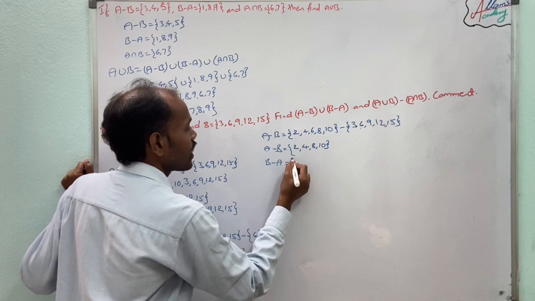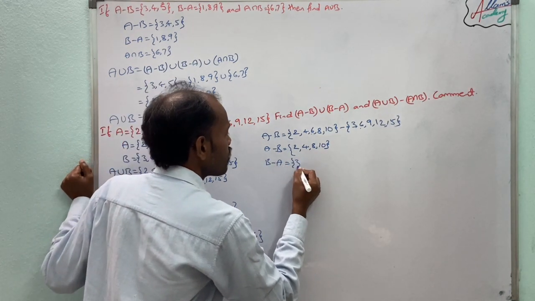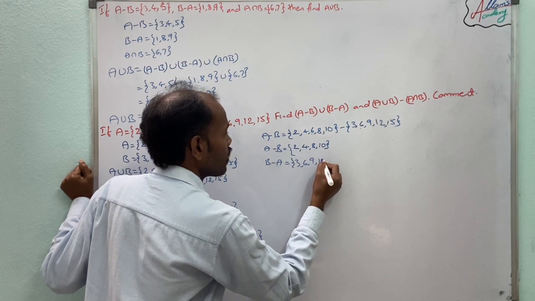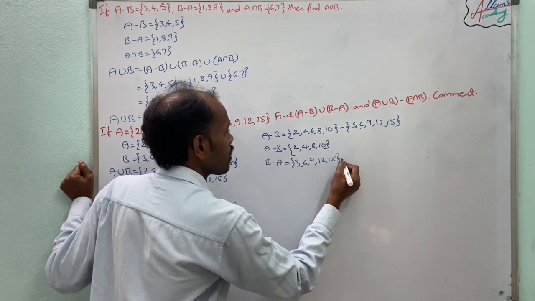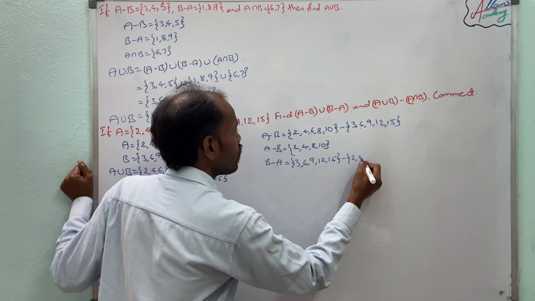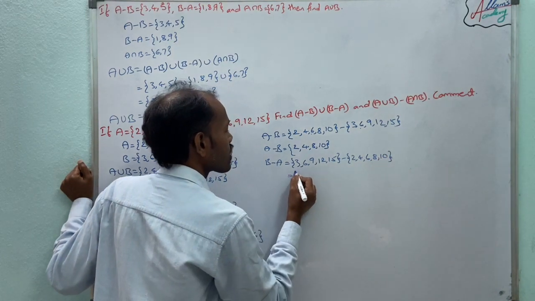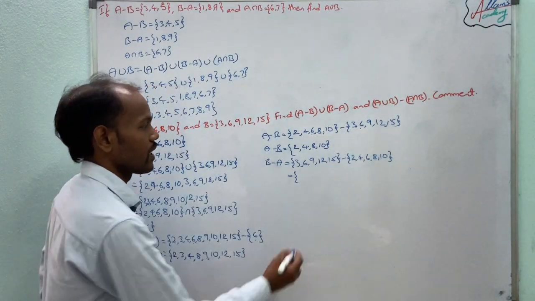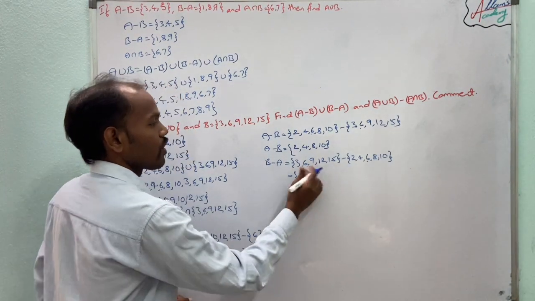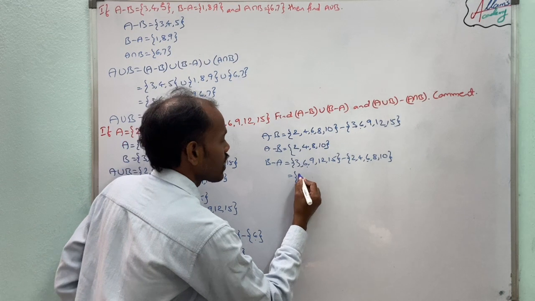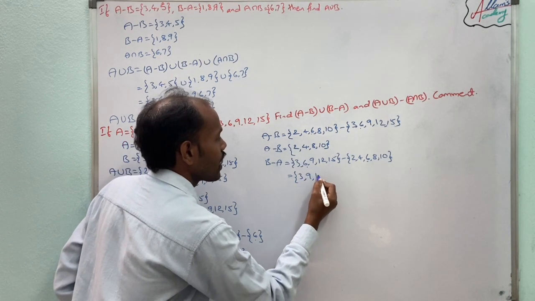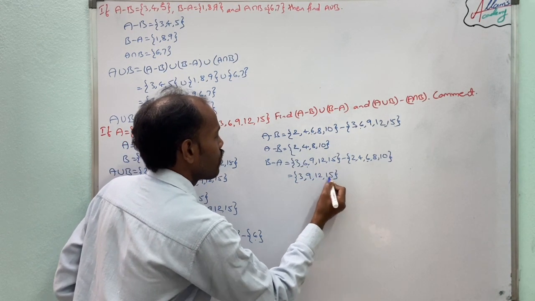Now we are finding the set B minus A. So {3, 6, 9, 12, 15} minus {2, 4, 6, 8, 10}. In both sets the common element is 6 only. So neglecting that one, the remaining elements in the first set are 3, 9, 12, 15.